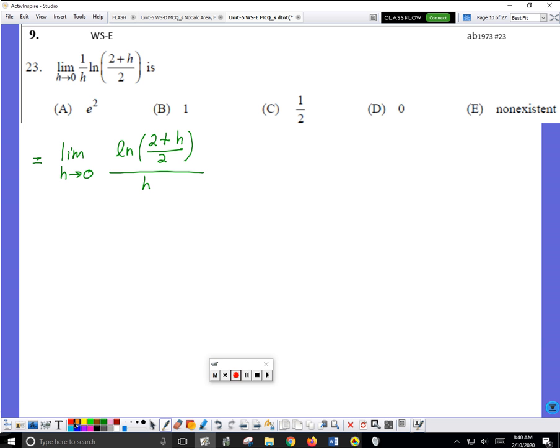I take the derivative of the numerator alone. It's not the quotient rule, just the numerator. So the derivative of the ln of something here. So the derivative of the natural log of something is 1 over the something. That should be a 2, sorry. 1 over the something multiplied by the derivative of the something.